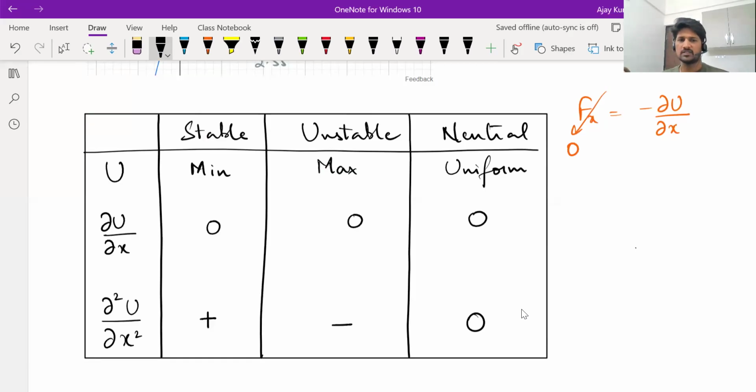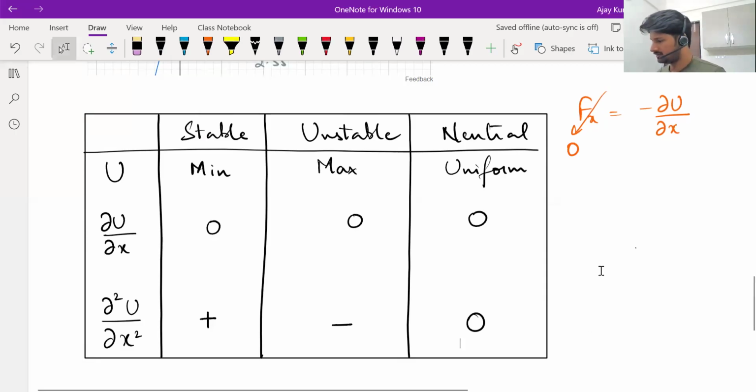We differentiate the potential energy function. We equate it to 0, we get the critical values. We differentiate it once again and check whether the energy is maximum, minimum, or uniform. Based on that, we can tell whether it is stable, unstable, or neutral.